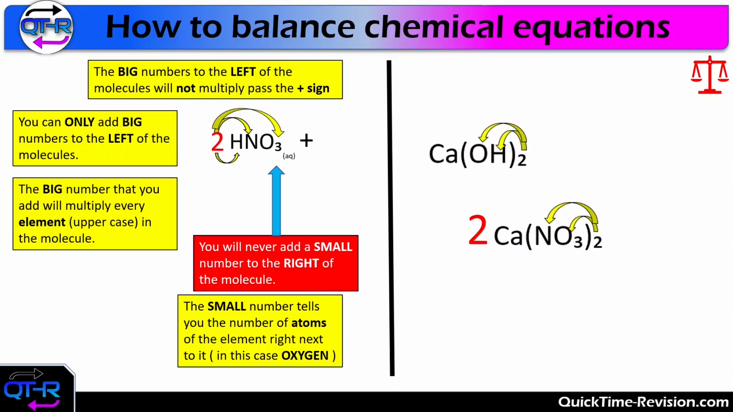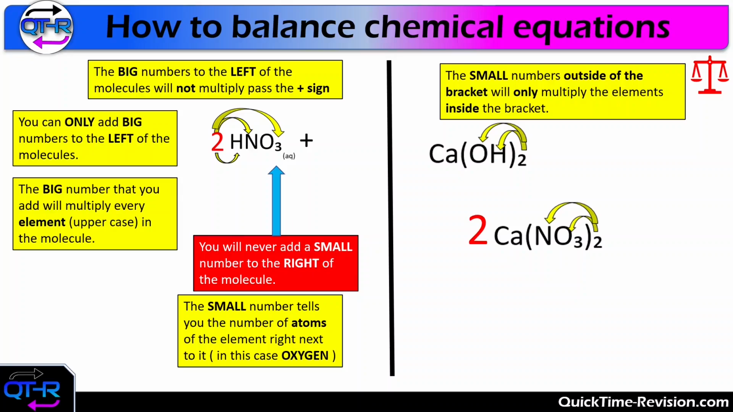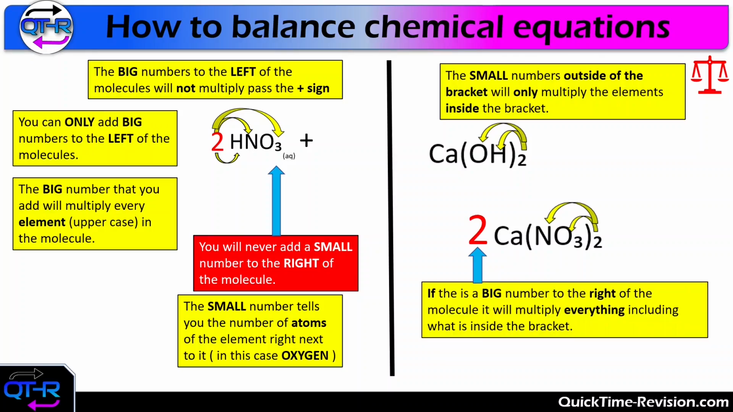The big number to the left of the molecule will not multiply past the sign. The small numbers outside of the bracket will only multiply the elements inside the bracket. If there is a big number to the left of the molecule, it will multiply everything, including what is inside the bracket.